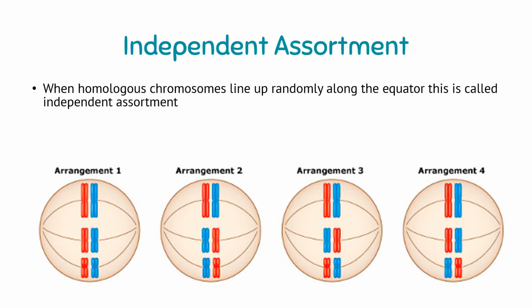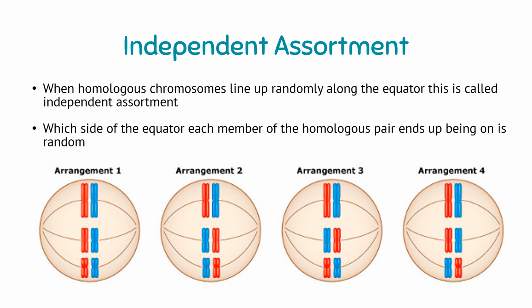So as I said, when the homologous chromosomes line up randomly along the equator, this is called independent assortment. And so which side of the equator each member of the homologous pair ends up on is completely random. So we might end up with all the maternal chromosomes on one side and all the paternal chromosomes on the other. Or we could have one maternal chromosome and then some of the paternal chromosomes, or we could have a mix or a different mix.